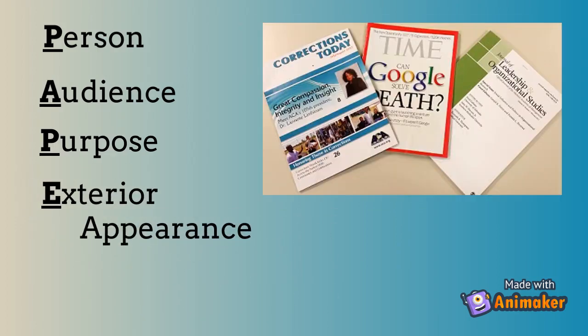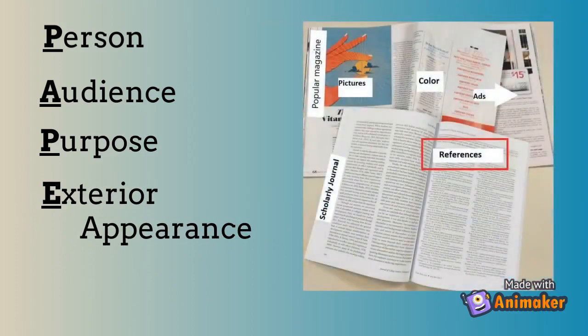The E is for exterior appearance. How does it look? It'll look text-heavy with few images or pictures other than charts and tables relating to the research being discussed. No or very few advertisements. Overall, it's going to be mostly black and white with little color.